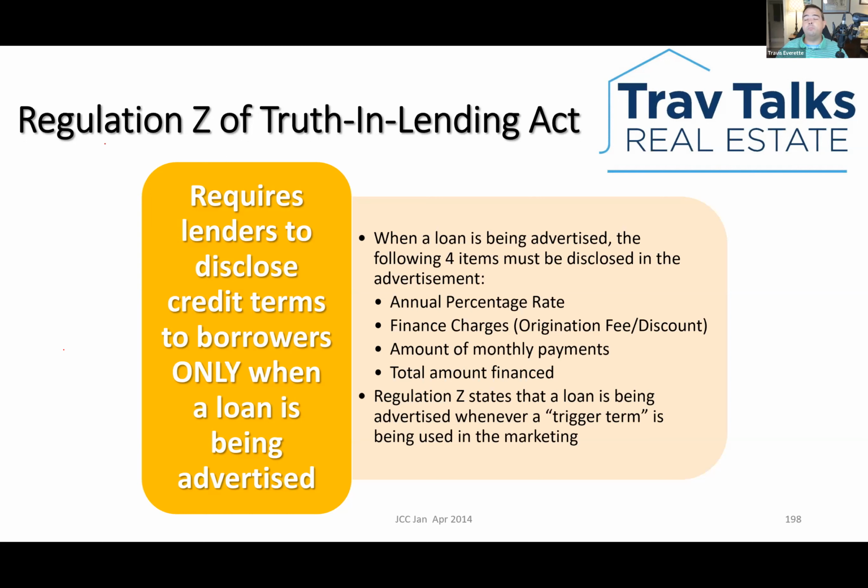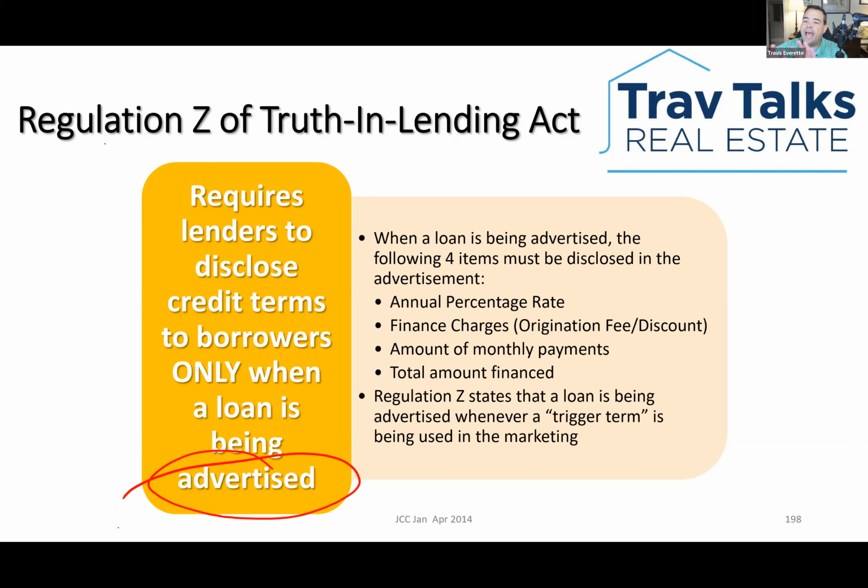So one other big part of the Truth in Lending Act that you need to be aware of is something called Regulation Z of the Truth in Lending Act. Regulation Z requires that lenders fully disclose all of the terms of the loan to a borrower. Now, we know they do that with the loan estimate, right? So it seems like we've already taken care of that. But Regulation Z is actually about advertising.